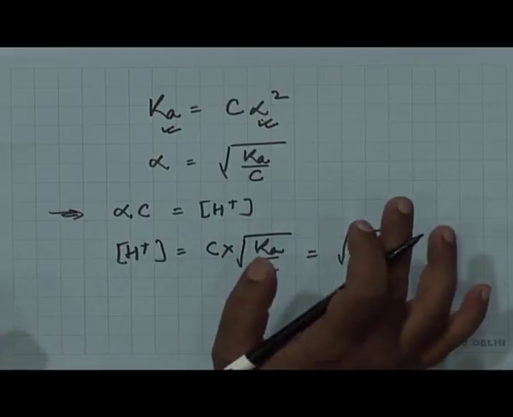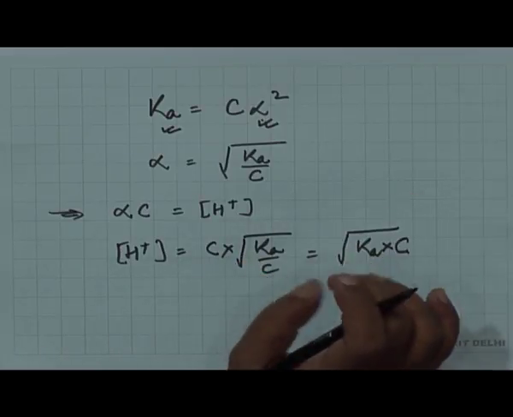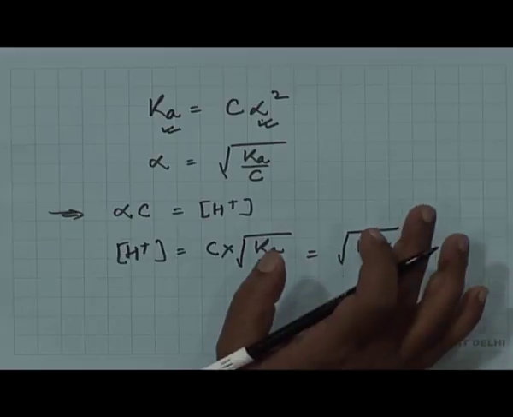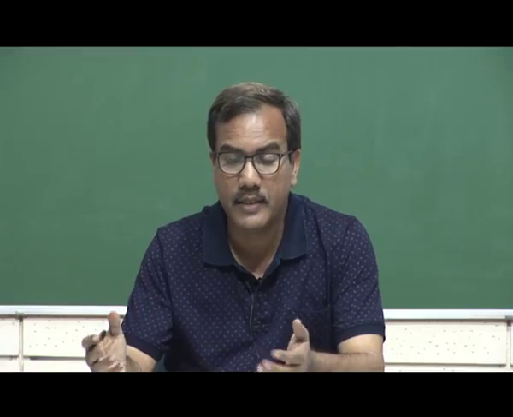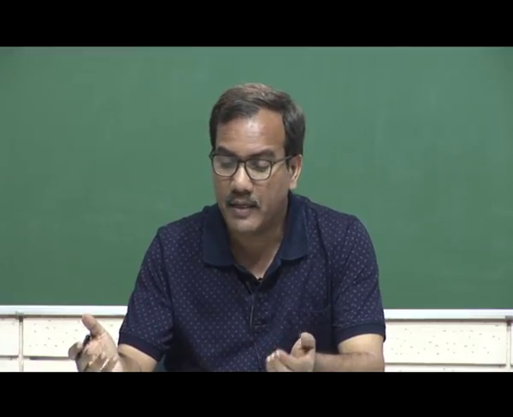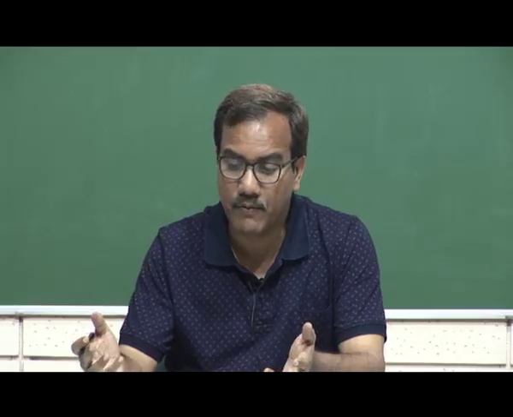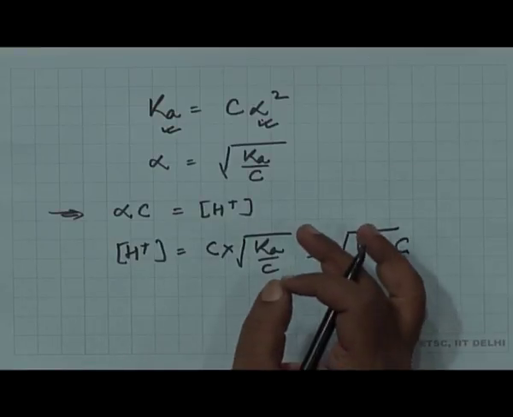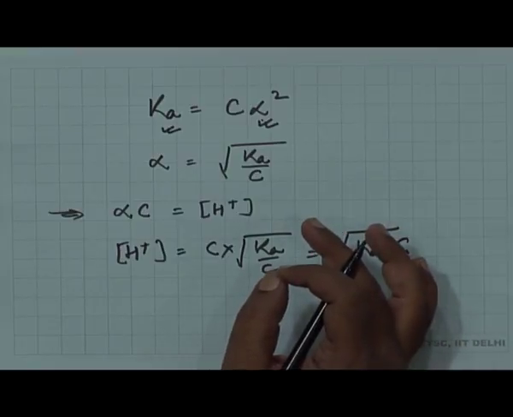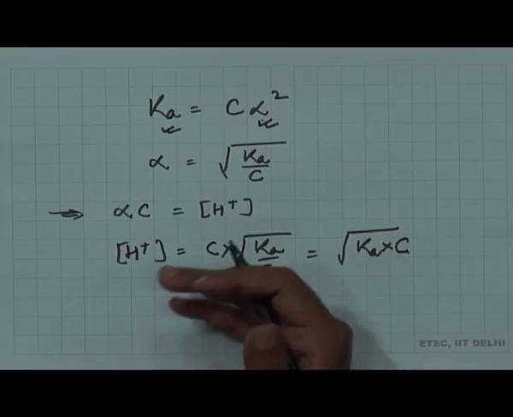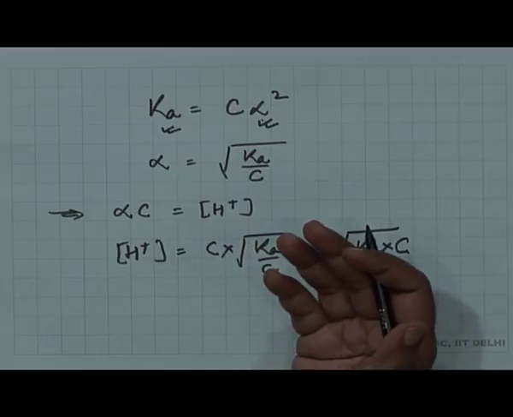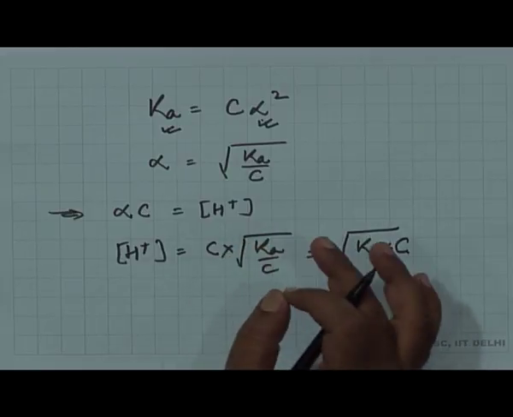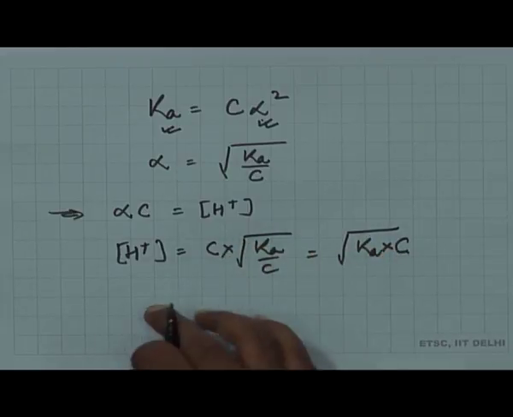So, if I know alpha, I can calculate K A. On the other hand, if we know K A, then we can calculate alpha, and also we can calculate the concentration of ions in the solution. For example, in this case, I have shown you how H plus ion concentration can be calculated.